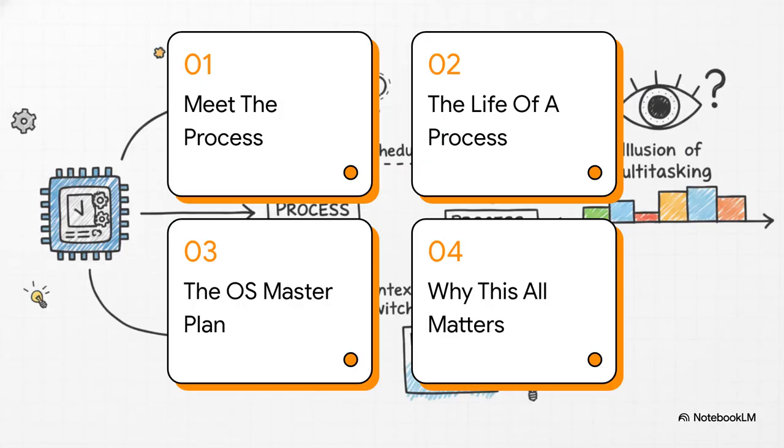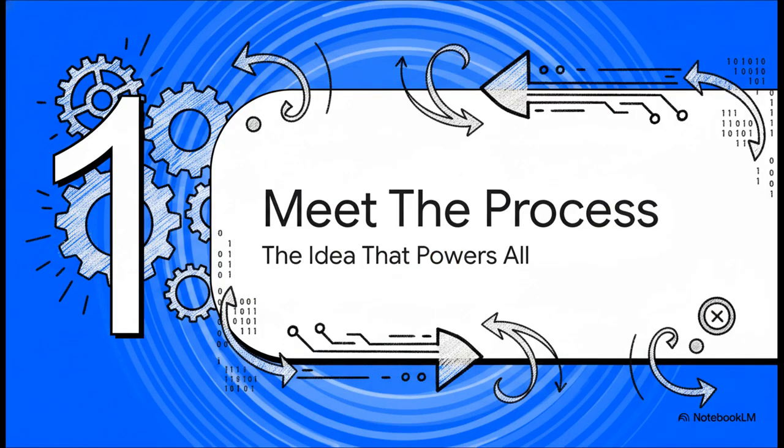So to figure that out, here's the game plan. First, we are going to meet the absolute star of the show, the process. Then we'll follow a process through its surprisingly dramatic life. After that, we'll uncover the OS's master plan for keeping all this organized. And finally, we'll tie it all back to why this is the bedrock of pretty much everything you do on a computer. Okay, let's dive right in.